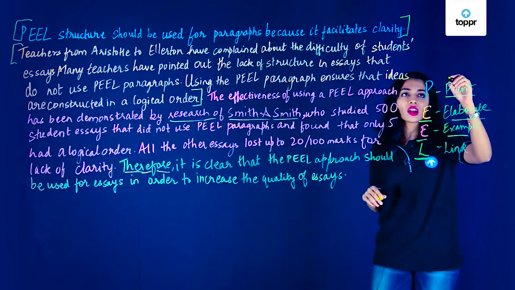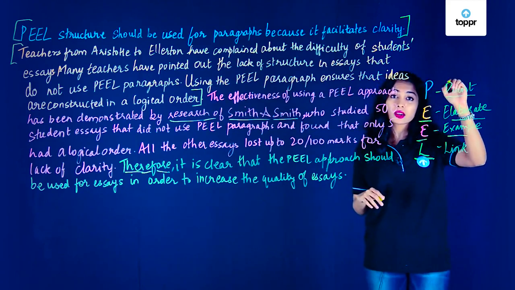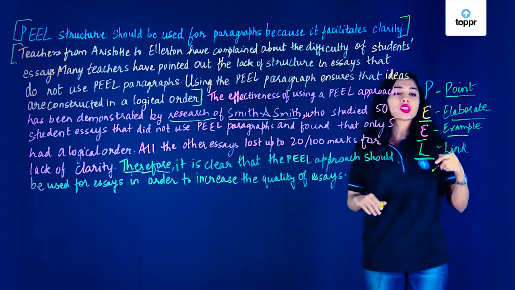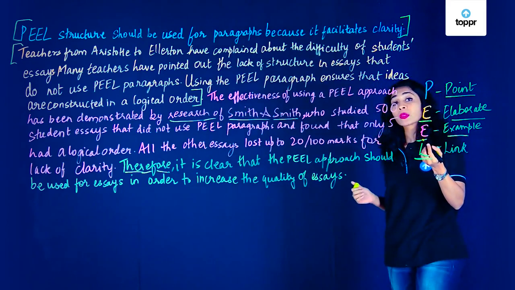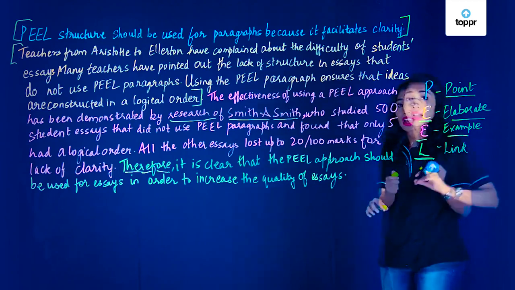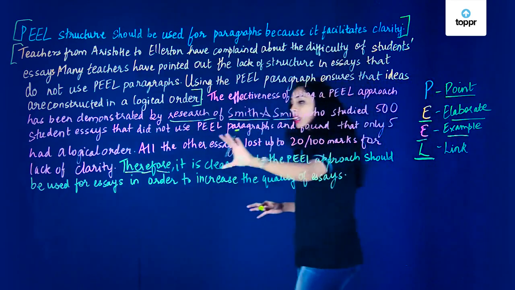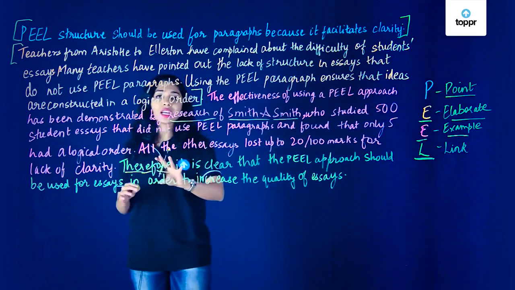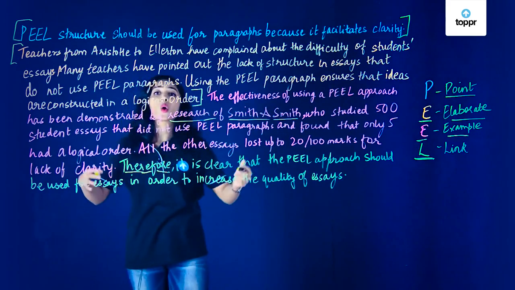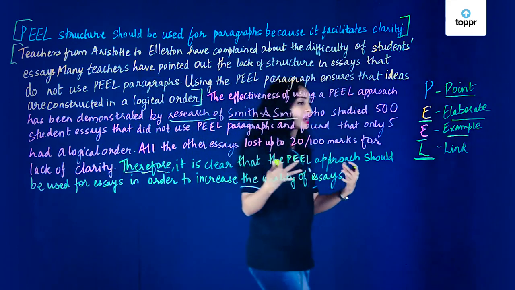So we have taken care of pointing out the thesis or the central idea of the paragraph, which is here. Then we have explained why we should use the PEEL paragraph, and then we have provided evidence, and finally we have created a link with the word therefore, which tells us these are all of our reasons why we should use the PEEL paragraph.